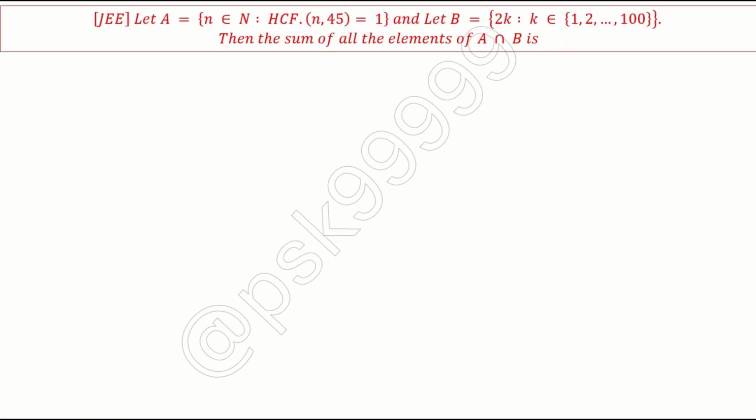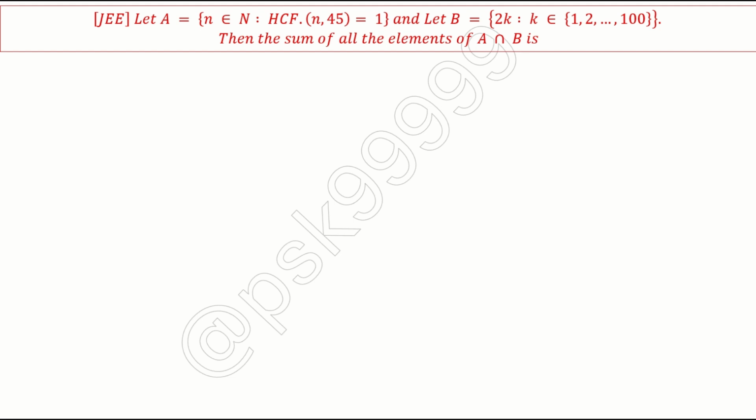This is a JEE question. Let set A be defined as n belongs to natural numbers such that HCF of n comma 45 equal to 1, which means 45 and n are co-primes. All co-primes of 45. So this is clearly an infinite set.